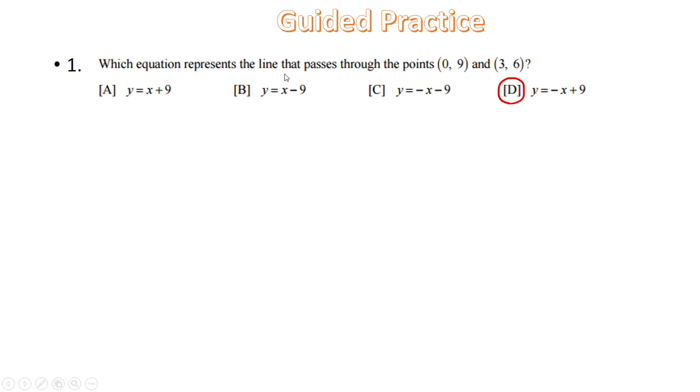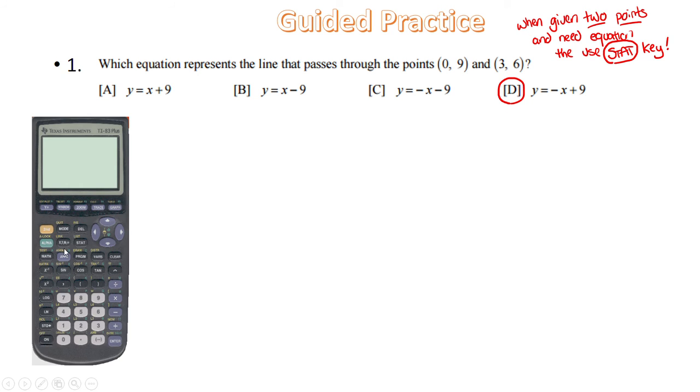This question is asking which equation represents the line that passes through these points. Anytime you have 2 points, you need to use your stat key. Get your calculator out. Your stat key is this key right here.